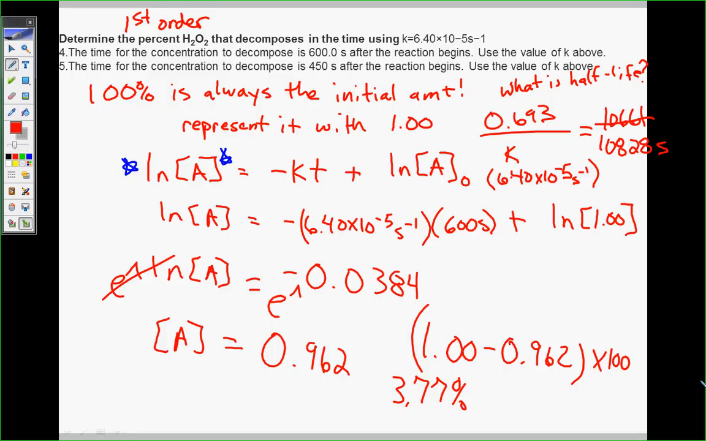So in 600 seconds, let's see if it makes sense. How many half-lives occurred in 600 seconds? None. Why? Because it takes 10,828 seconds for one half-life, and we only had 600. So that makes sense: only 3.7% decomposed. How long would it take for this number to be 50%? 10,828 seconds. Are you seeing what I'm saying? All right, try number 5.